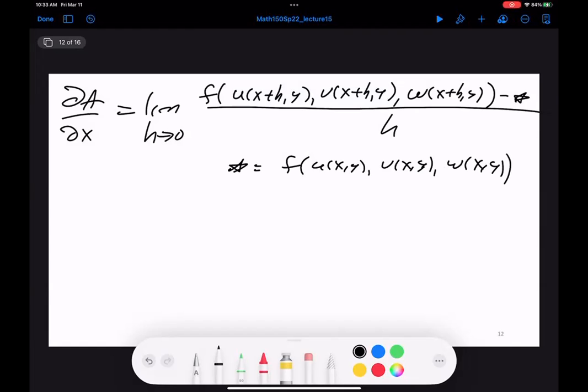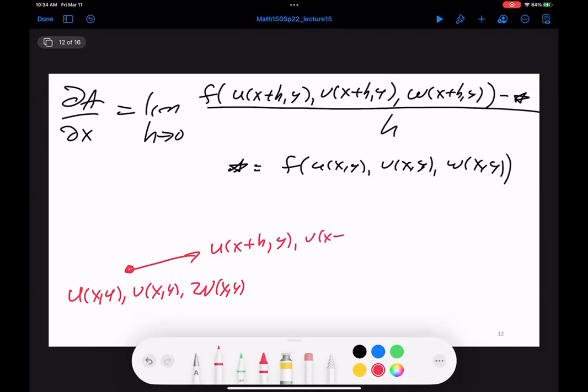And then what we do is we basically do a sequence of points. So we start off at the point u of x, y, v of x, y, w of x, y. And then I go from here to u of x plus h, y, v of x, y, w of x, y.